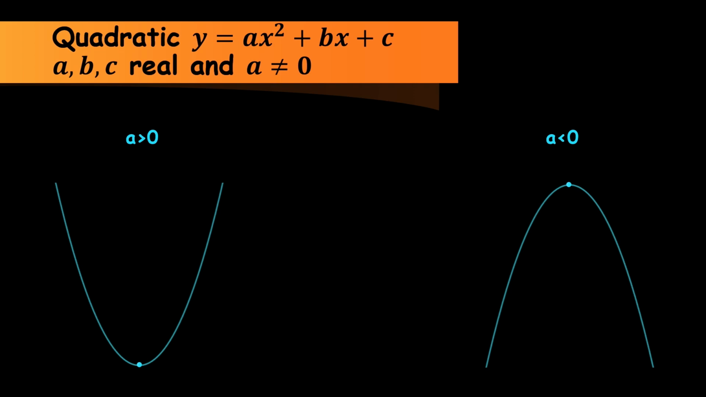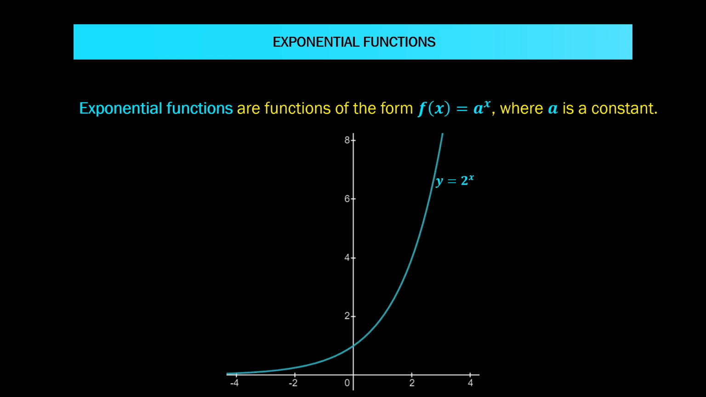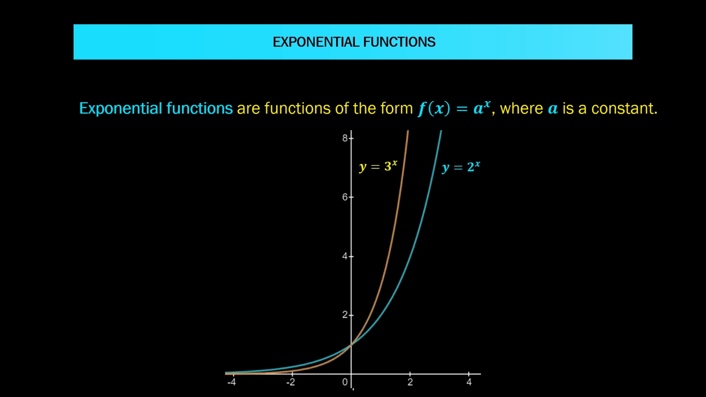And now for exponential functions. These are functions of the form f of x equals a to the power x, where a is a constant. So here's a graph of y equals 2 to the power x. Here's y equals 3 to the power x. And here's y equals 4 to the power x.